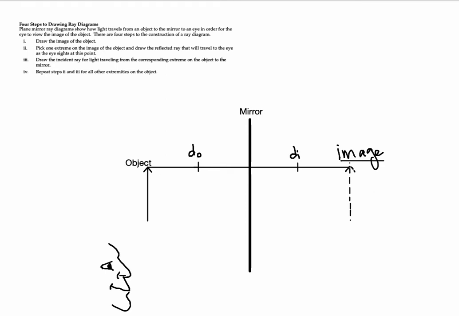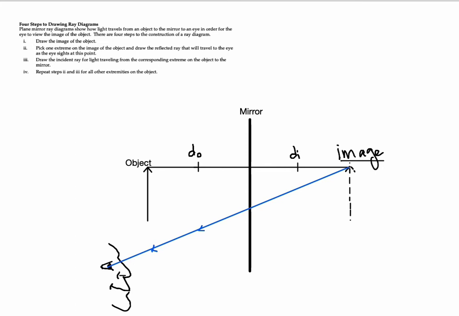We're gonna go from the image. I'm gonna change colors with this. Let's make it blue. We're gonna go from the top of the image to the eye. Okay. So that is this step right here. Pick one extreme, top or bottom, on the image of the object and draw a reflected ray that will travel to the eye. So that means we got to realize this is coming from the mirror to the eye. So it's going from the mirror to the eye.